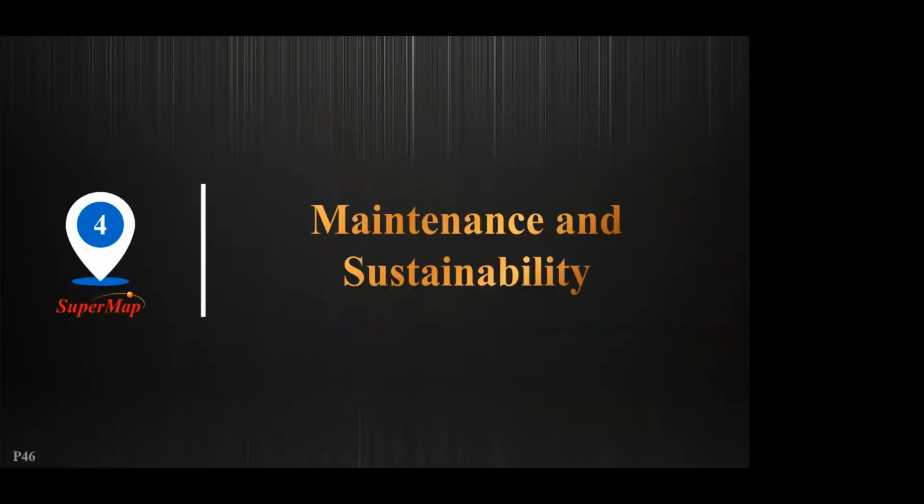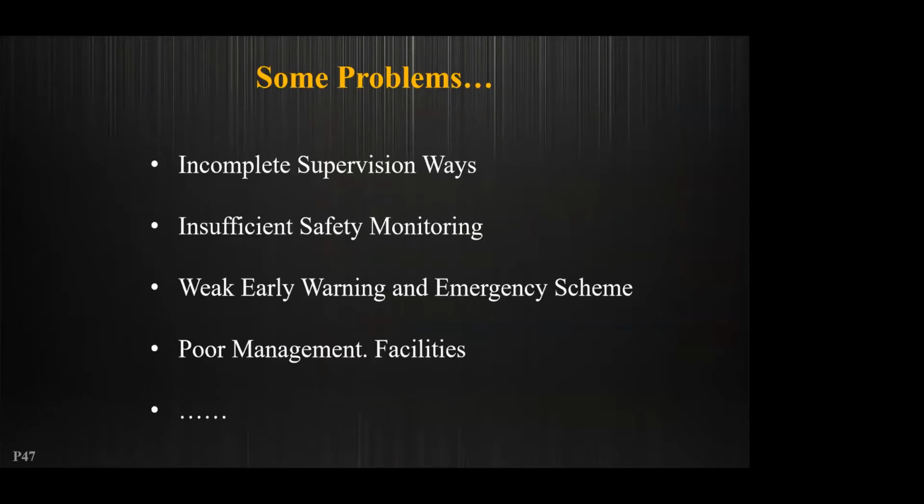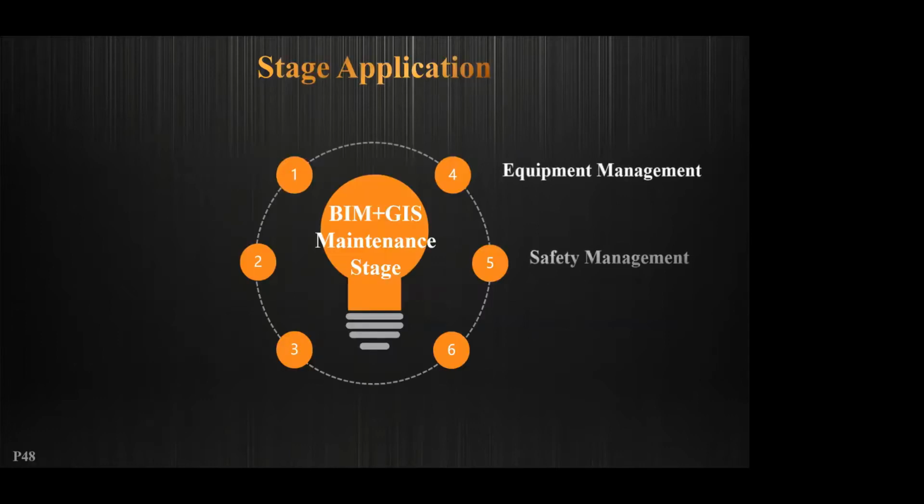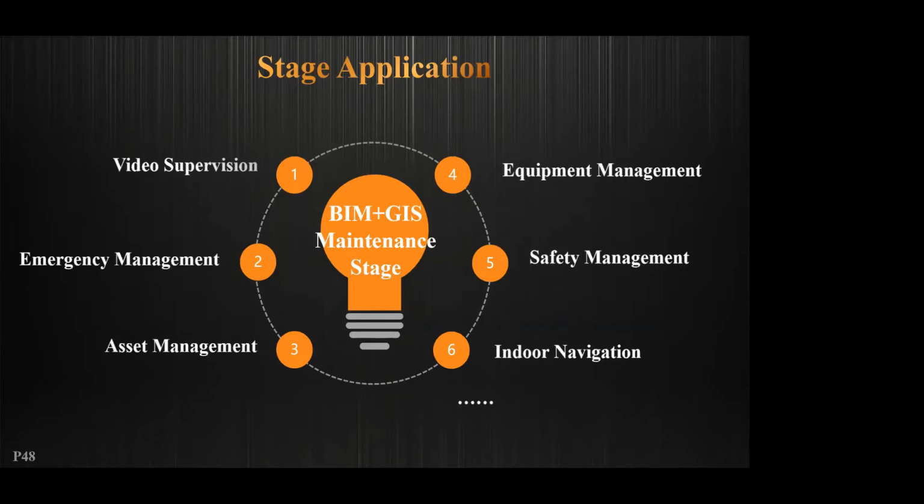The last part of management and analysis is maintenance and sustainability. It can solve some problems like incomplete supervision, insufficient safety monitoring, weak early warning and emergency scheme, and poor management facilities. There are some functions like video supervision, emergency management, asset management, equipment management, safety management, and indoor navigation.